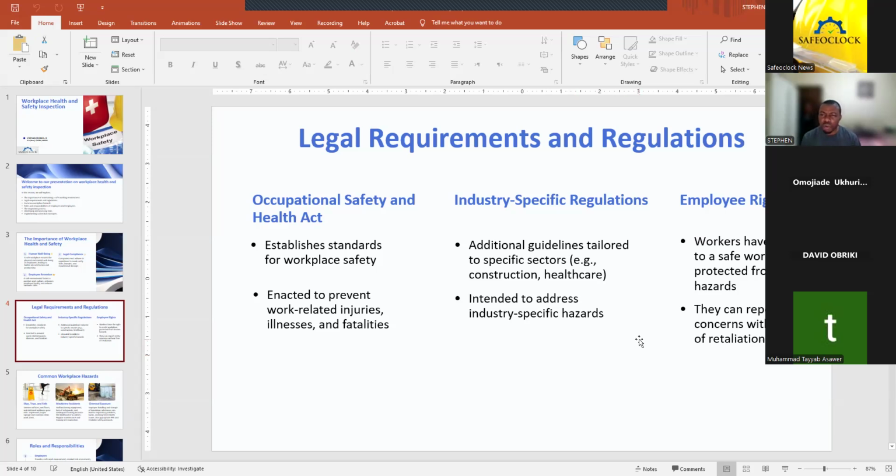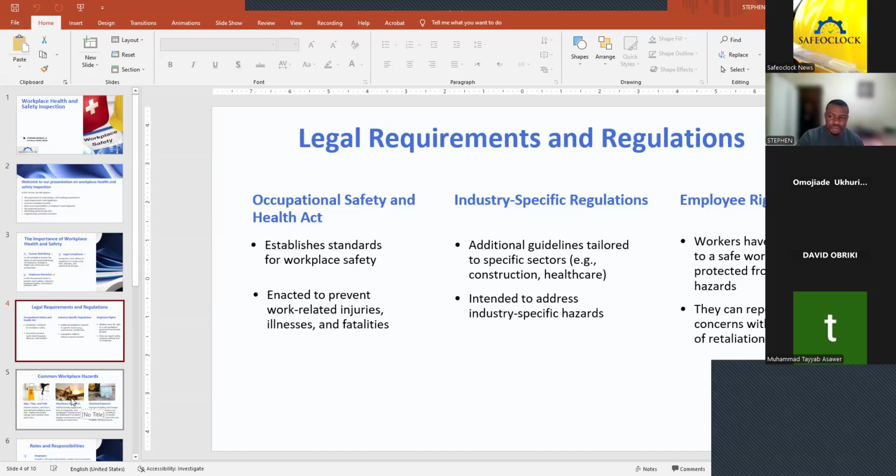And also the employee rights. Workers have the right to a safe workplace, protected from hazards, and they also have the right to report any concern without fear of retaliation. All these things have been specified in the Occupational Health and Safety at Work Act. So it is very fundamental that we know this as health and safety practitioners, because all those things are very, very important.